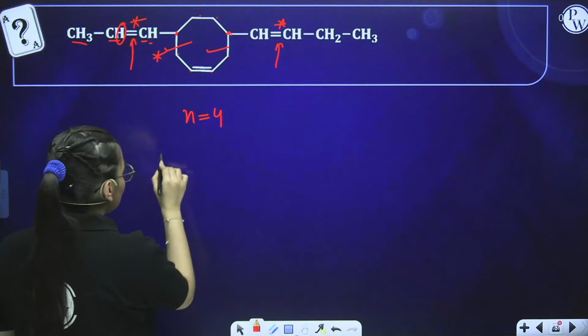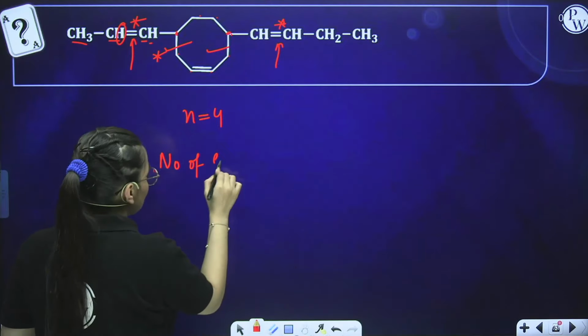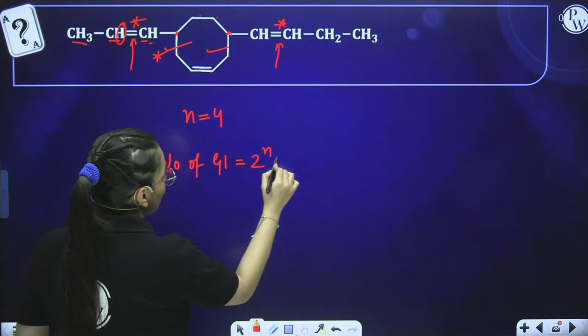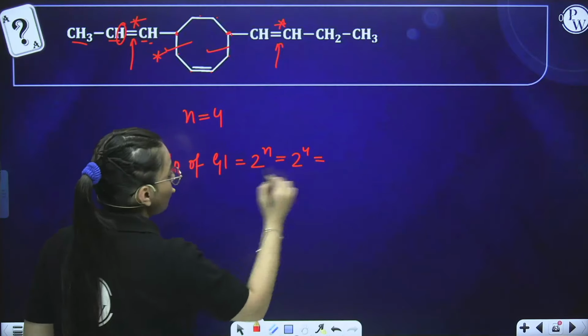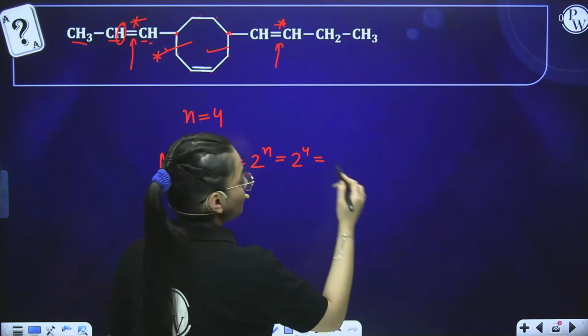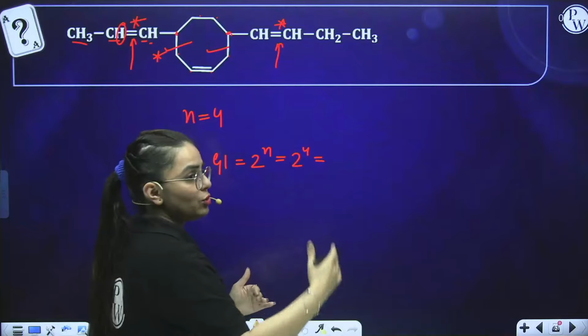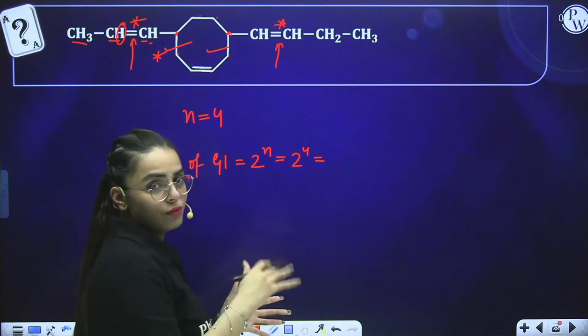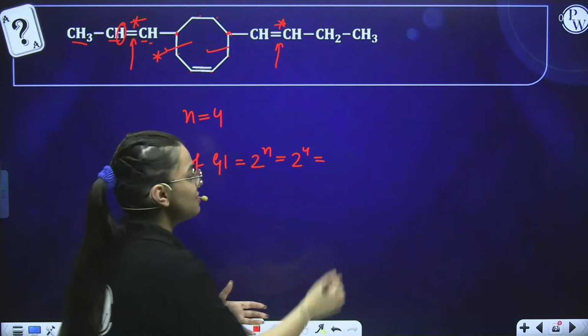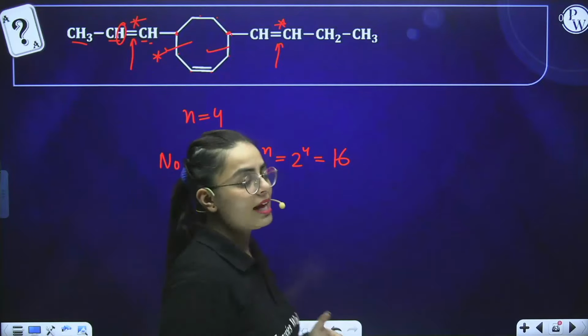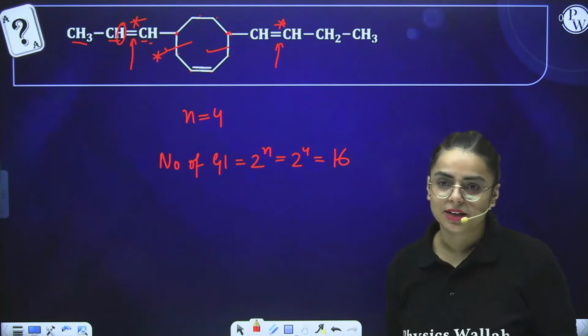So I would say the number of geometrical isomers comes out to be 2 raised to the power n. That means 2 raised to the power 4. Now students, 2 raised to the power 4 means 2 into 2 into 2 into 2. 2 into 2 is 4, 4 into 2 is 8, 8 into 2 is again 16. So how many geometrical isomers will be obtained? Total 16 will be obtained.